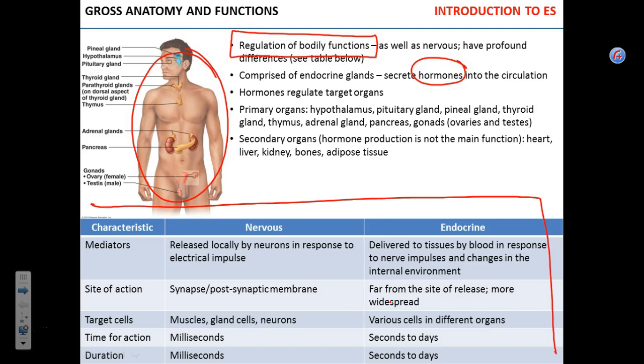First of all, think about what works in each system. What are the mediators of the response? In the nervous system, those are neurotransmitters, which are local. So if you have one neuron and another neuron, neurotransmitters are released between those neurons. It's a local release. An electrical impulse is what releases neurotransmitters. Are we clear about that?